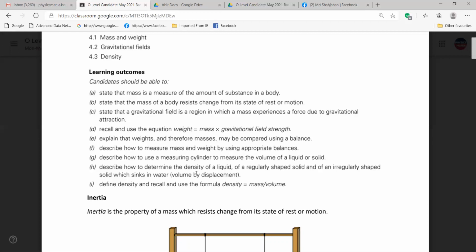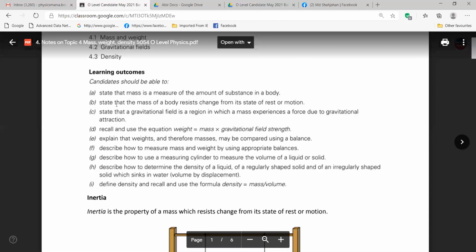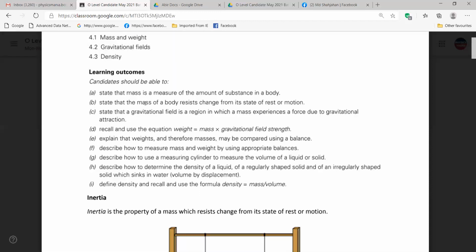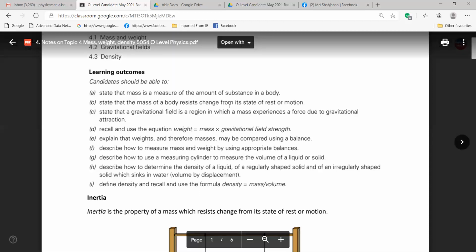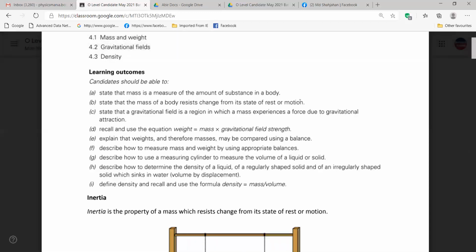And we have here two definitions of mass. Mass is a measure of the amount of substance in a body. There is another one: the mass of a body resists change from its state of rest or motion.